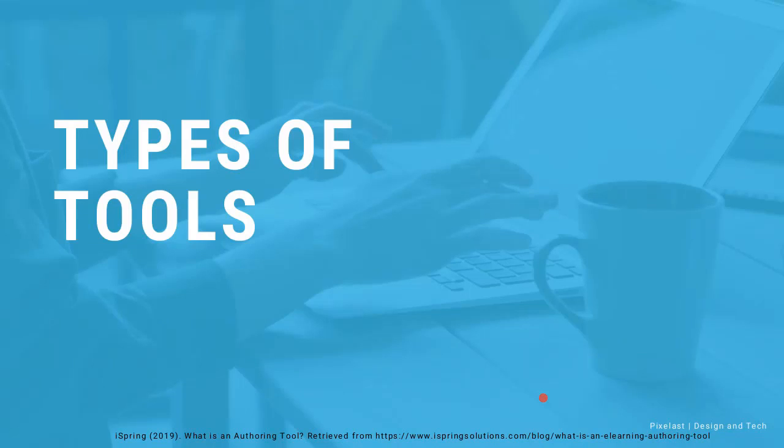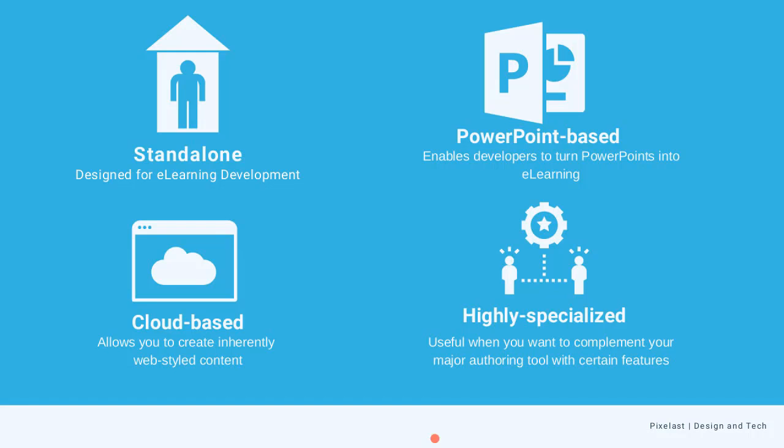So let's look at the different types, because a lot of us just know the types that were presented when we go and talk to our local ITU. However, there are several types that are out there on the market. There are four basic types of course authoring tools. You have your standalone, which is specifically designed for e-learning development. You have your PowerPoint based. So this literally allows you to build your content in PowerPoint, which is a format that you're used to, and then turn it into your e-learning.